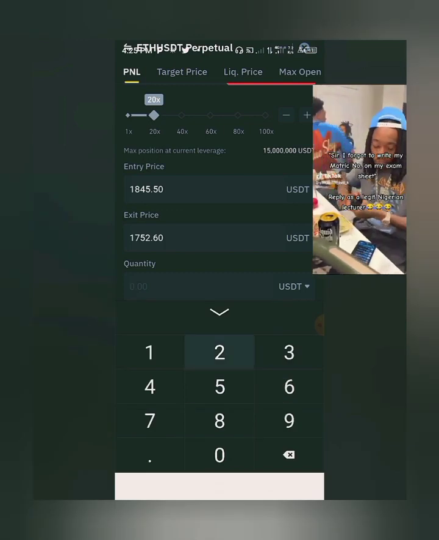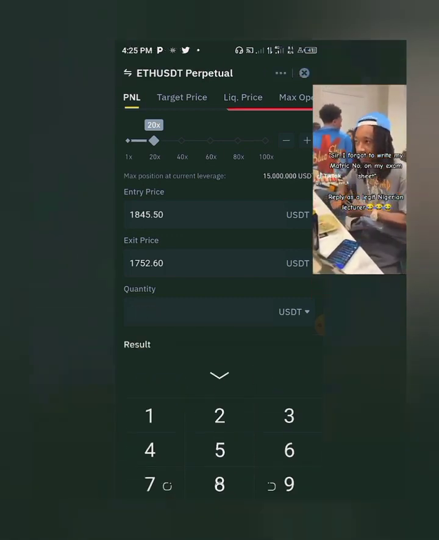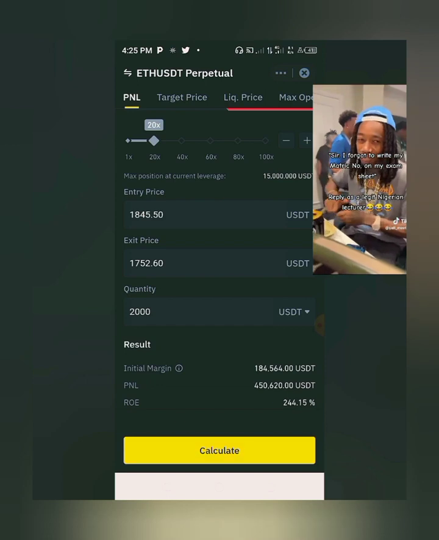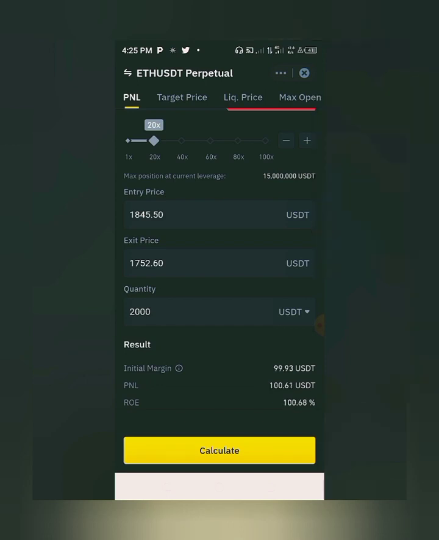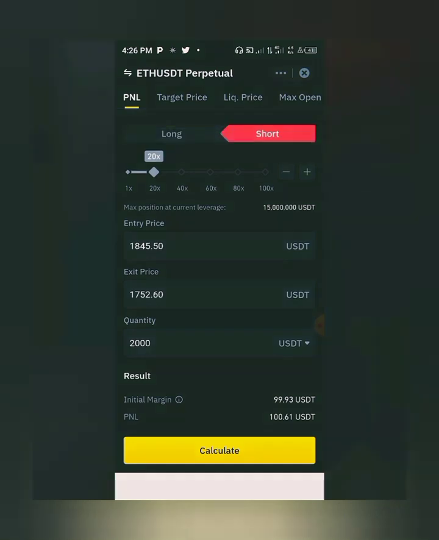Next, input the quantity. I'm inputting 2000, that is 100 times 20. So this is the result. We have an initial margin of 99.93 USDT. You know why it's like that? It's approximately 100 USDT, the amount that we used. Now our profit and loss when we go short, or when we sell, is going to be 100.61 USDT. So this is how you can calculate your profit and your loss using the Binance Futures Calculator.